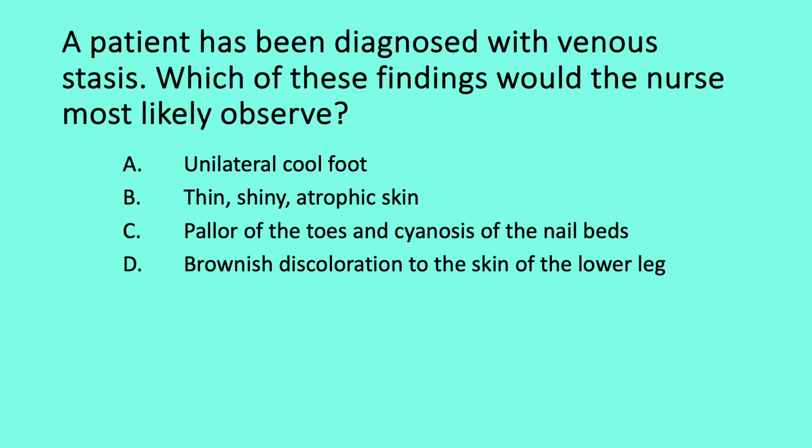I have another question for you. A patient has been diagnosed with venous stasis. Which of these findings would the nurse most likely observe? So venous stasis is when blood is not moving back accordingly, right? It's pooling in the veins.